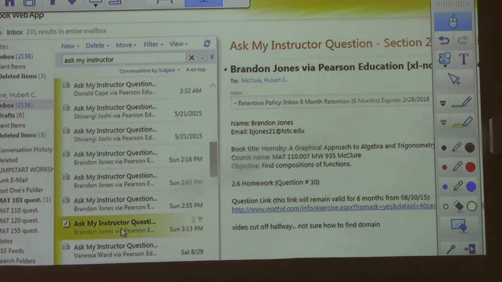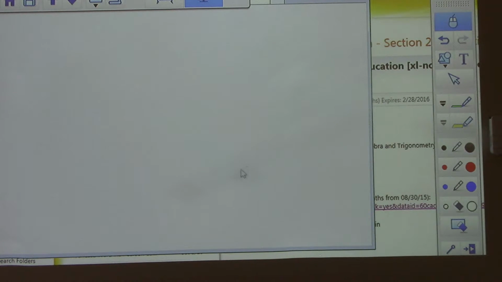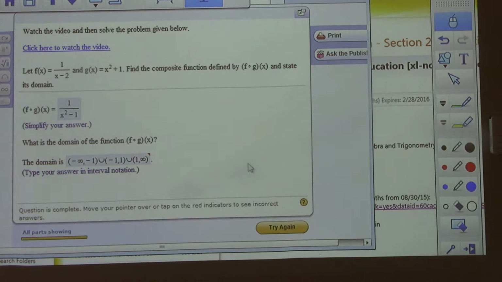Okay, 2.6, I don't know what that is. VQ2, I don't know what that is. Question number 10. I think that one was just finding the domain again. Okay, well, let's look at it and see if we've done one like it. Okay, we can do it. That's okay. This one's a good test question, too.